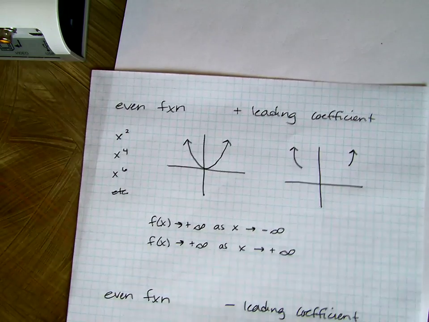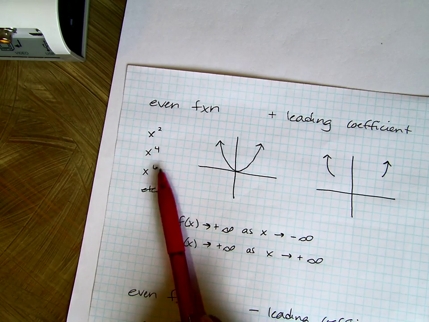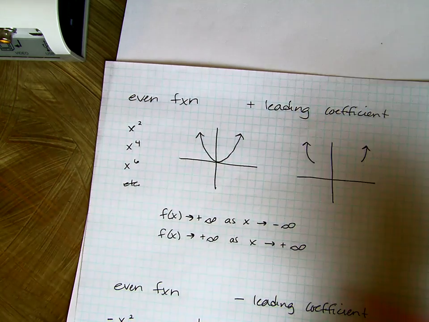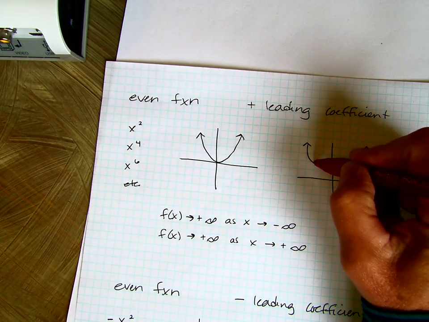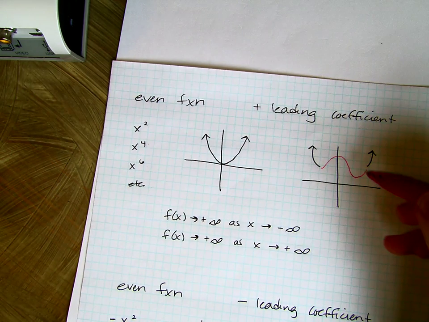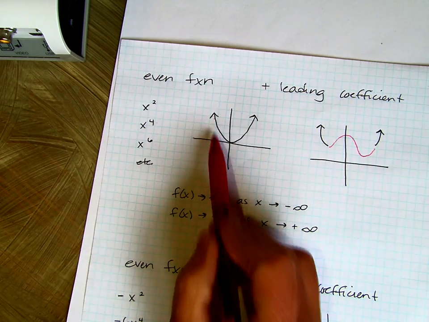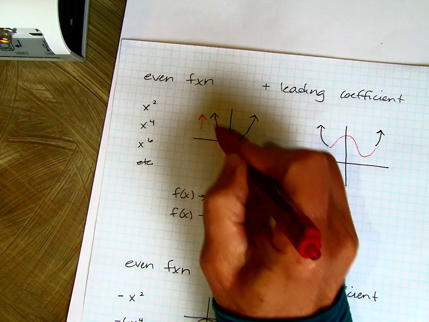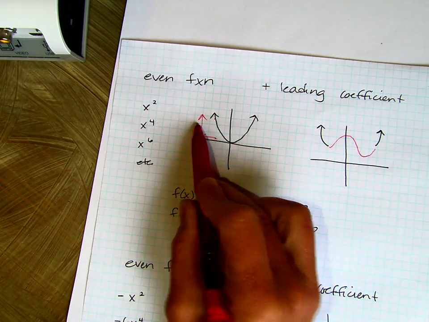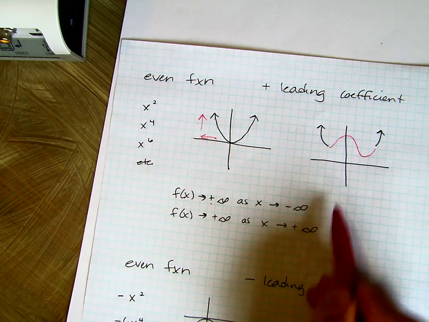All right, what about if we have even functions? You guys are familiar with an even function. A parabola is an even function, an x squared or an x to the fourth or an x to the sixth. And we all know what parabolas look like if their leading coefficient is positive. Depending on whether it's a 4 or 6, this could do a couple of squiggles or more or less than that. And so what's happening? The value of the function is going to positive infinity as x goes to negative infinity.